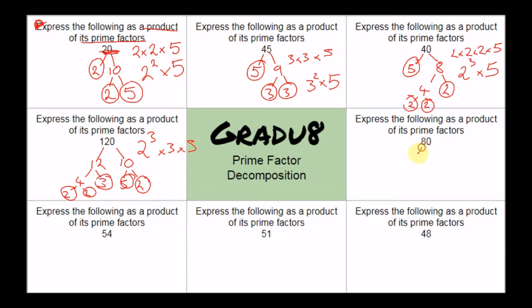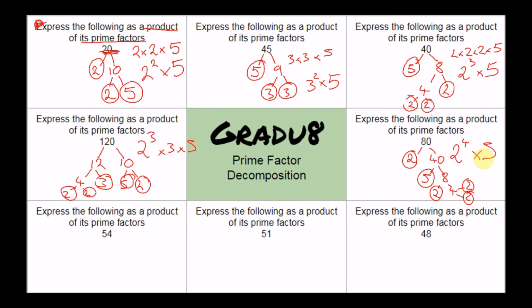So 80 now, let's go for something different. Let's go for 2 and 40. 2 is prime. If we look at our earlier answer, we've already got up here 5 and 8. This is going to break down into 2 and 4, and that's going to break down into 2 and 2. Okay, so just check them all. So you can have 2 to the power of 4 times 5.